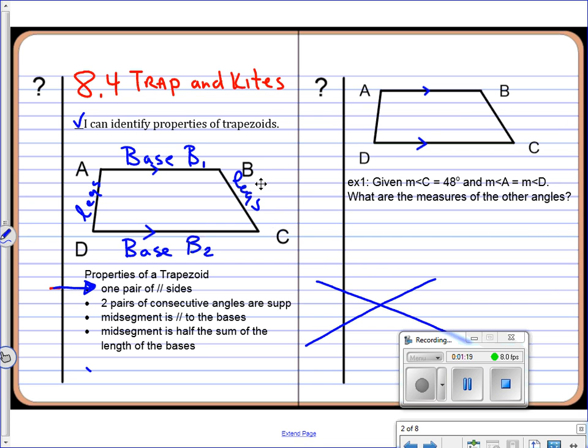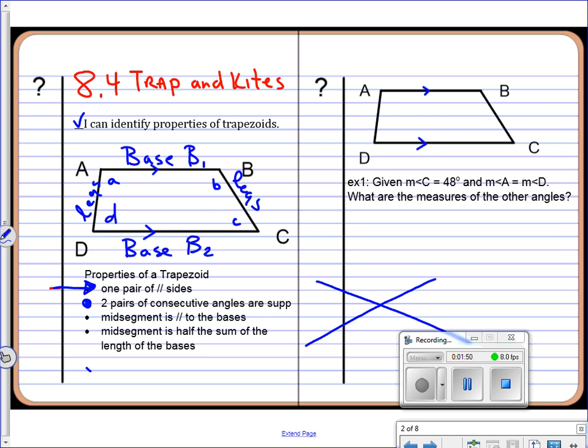If you take a look at this next attribute of a trapezoid, we see that two pairs of consecutive angles are supplementary. What that means is, let's put in some lowercase letters here to represent the numeric measures of these angles. It says two pairs of consecutive angles are supplementary. These two angles, angle A and angle B, are consecutive. They're right after each other. But these are not the pair that are supplementary, that add up to 180.